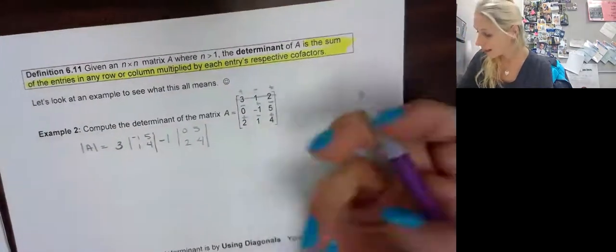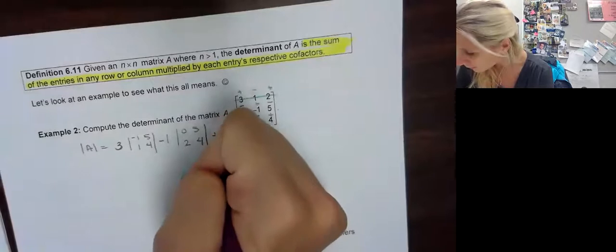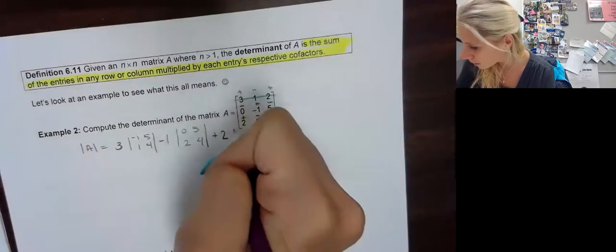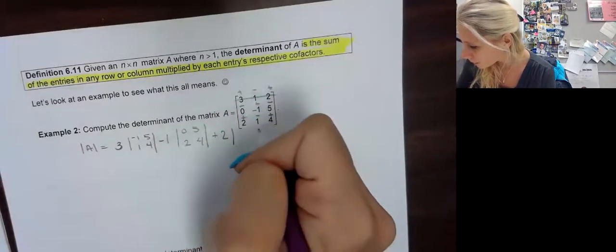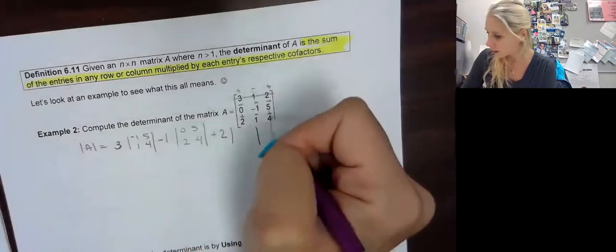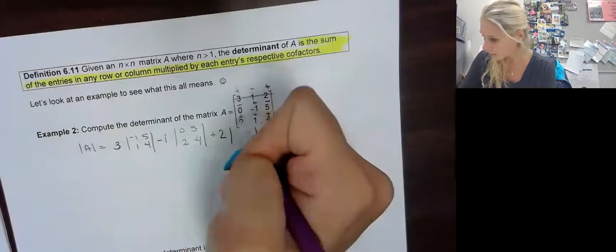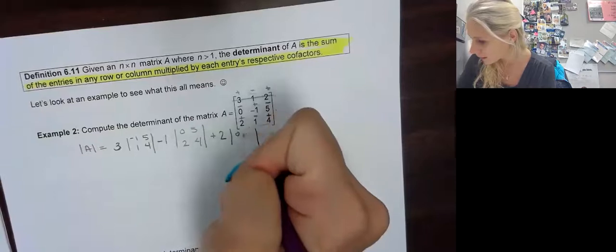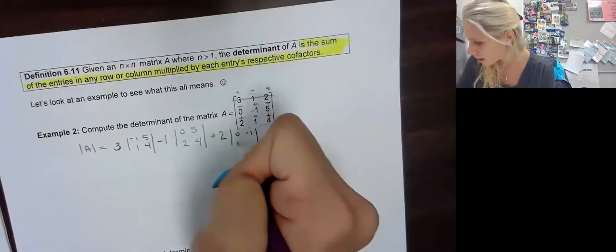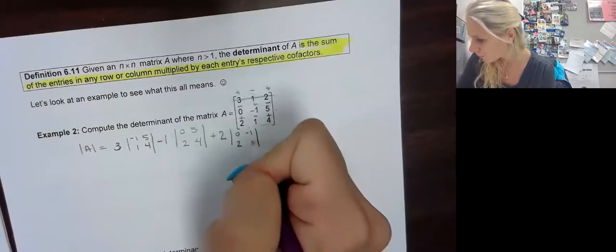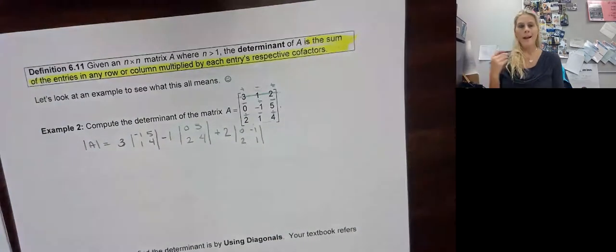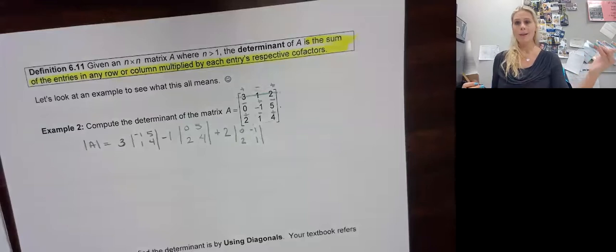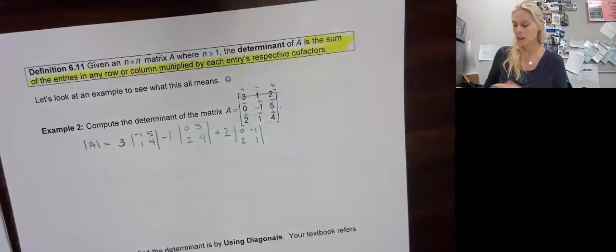Now I'm going to add, I'm going to look at the 2. If I ignore the column of 2, I'm left with 0, -1, 2, and 1. Now this looks like what we were doing before with A times D minus B times C, and that's what we're going to do with it.